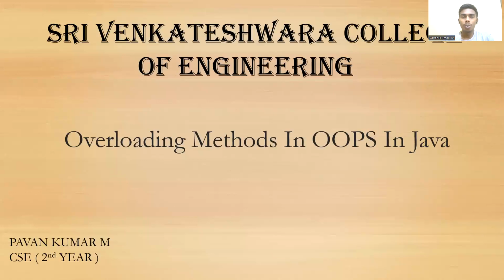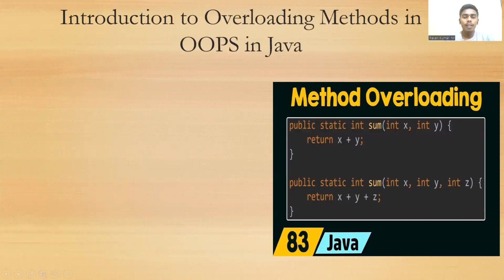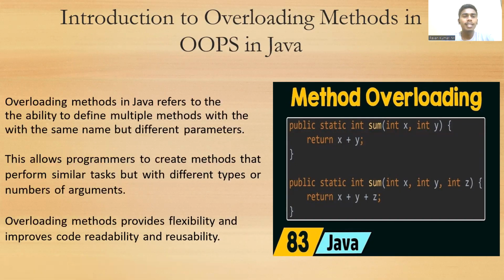Today we're going to discuss the topic overloading methods in the object-oriented programming language Java. So here is the introduction of this part, where overloading methods in Java refers to the ability to define multiple methods with the same name but different parameters. This allows programmers to create methods that perform similar tasks but with different types and numbers of arguments. Overloading methods provide flexibility, improve code readability, and reusability.